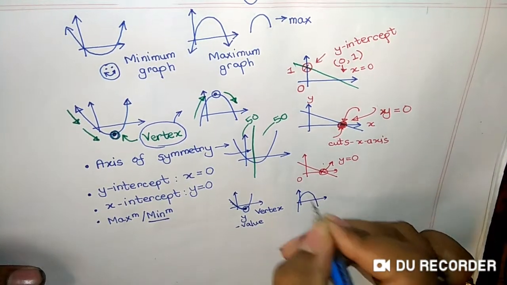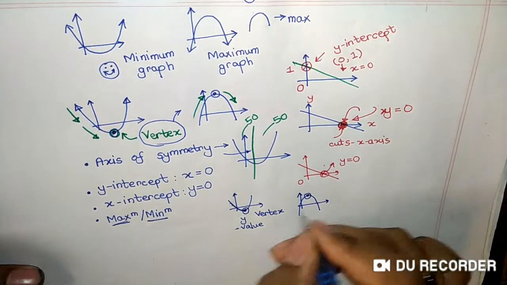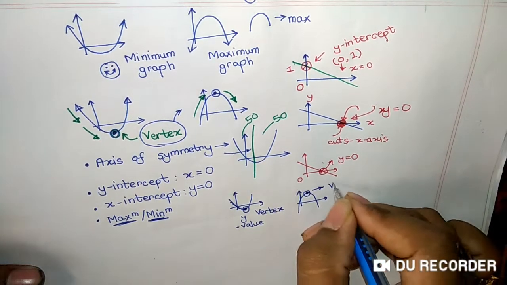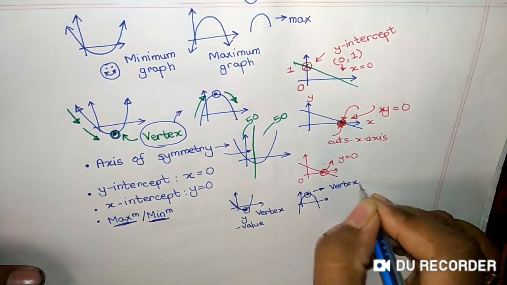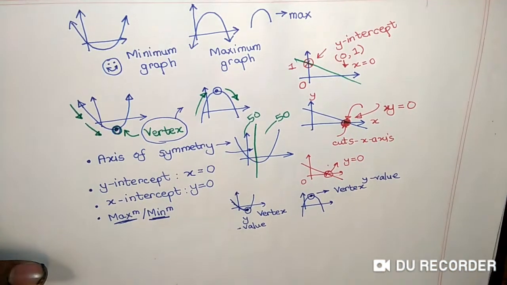The y value is telling you how much it is going down. Similarly, if it's a maximum graph, then instead of a minimum point, you're going to write the maximum point over here, and it involves the y value of the vertex, to be more simple.